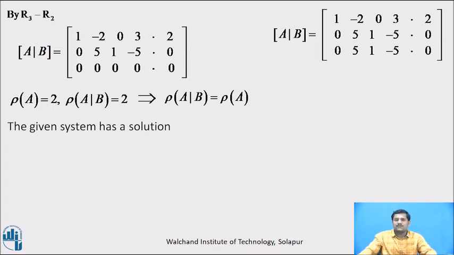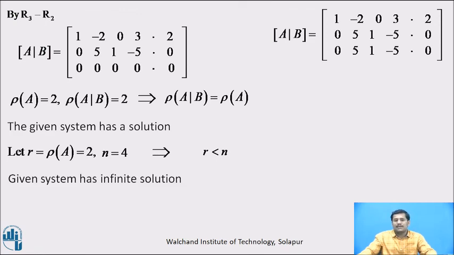To check which kind of solution there is, we have to compare the rank of coefficient matrix A and the number of unknowns. Here R is 2 and the number of unknowns is 4. So we can easily say that R is less than N. It means the given system of equations has infinitely many solutions. To find these infinitely many solutions, we have to select N minus R, that is 4 minus 2, that is 2 unknowns out of 4 unknowns as the parameters.